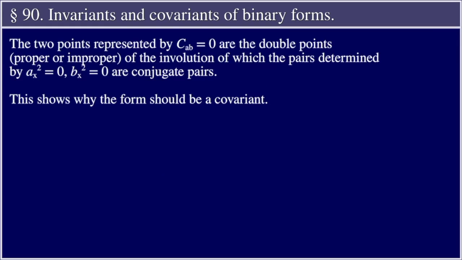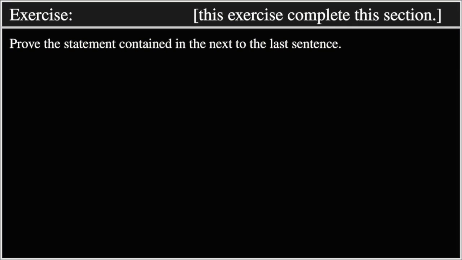The two points represented by c_ab = 0 are the double points, proper or improper, of the involution of which the pairs determined by a_x^2 = 0, b_x^2 = 0 are conjugate pairs. This shows why the form should be a covariant. Exercise. Prove the statement contained in the next to the last sentence.